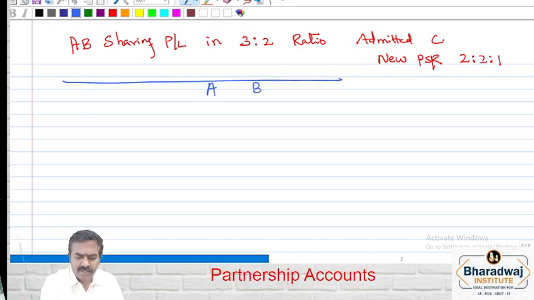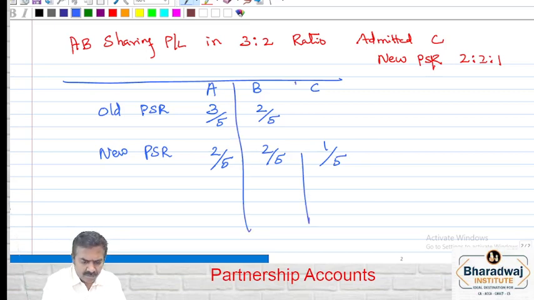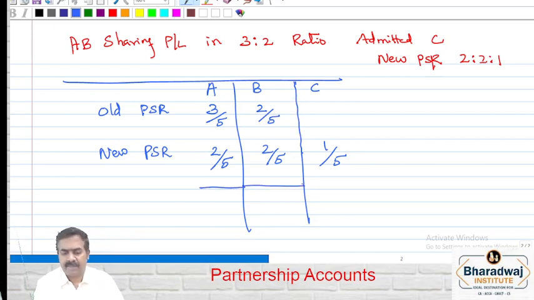Who are the partners? Old partners are A, B. New partner is C. What is the old profit sharing ratio? 3:2, which means 3/5, 2/5. What is the new profit sharing ratio? 2/5, 2/5 and 1/5. Compare the old ratio and new ratio. Look at A: 3/5 became 2/5.